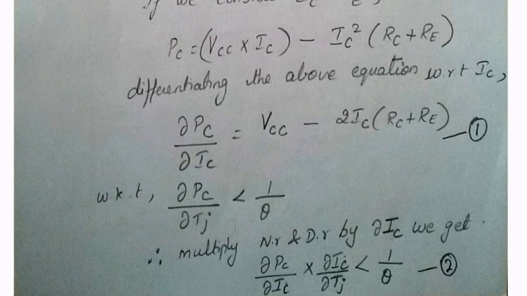We already know that dou Pc by dou Tj is less than 1 by theta. If we multiply the numerator and denominator by dou IC, we get dou Pc by dou IC into dou IC by dou Tj, which is less than 1 by theta. We take this as the second equation.